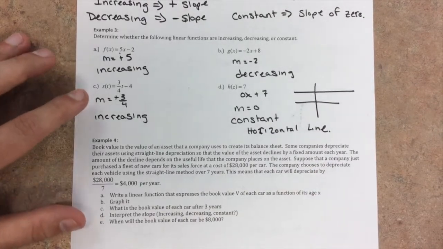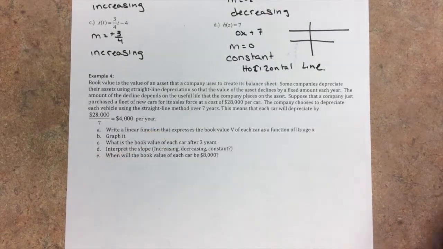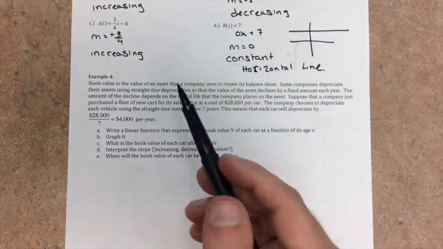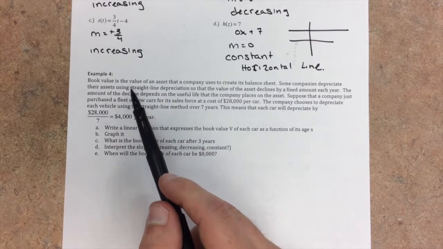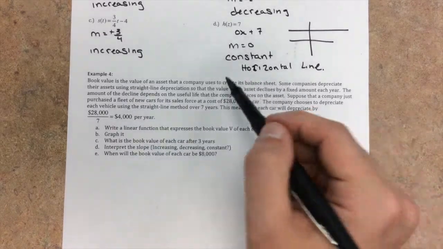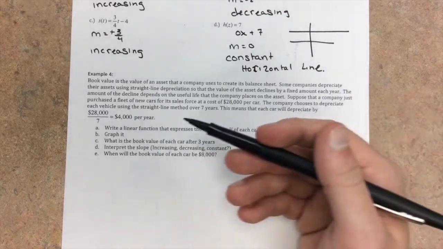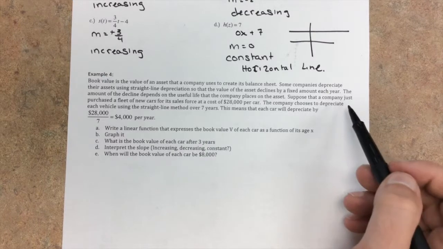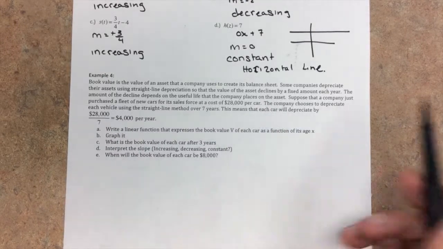All right, last one, story problem. So I'm not going to read the entire thing, but this story problem is basically a book value. A book value is the value of an asset for a given company. Some companies depreciate their assets, meaning they lose money over time. The amount of the decline depends on the useful life that the company places on the asset.